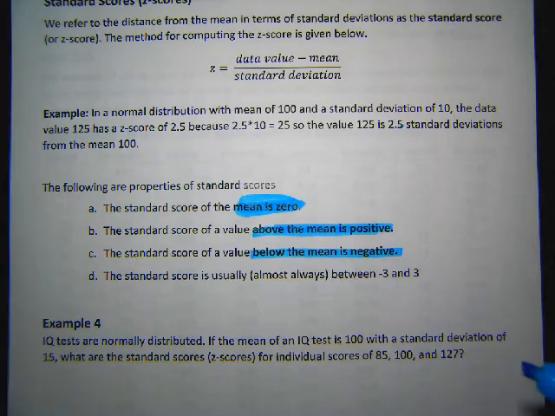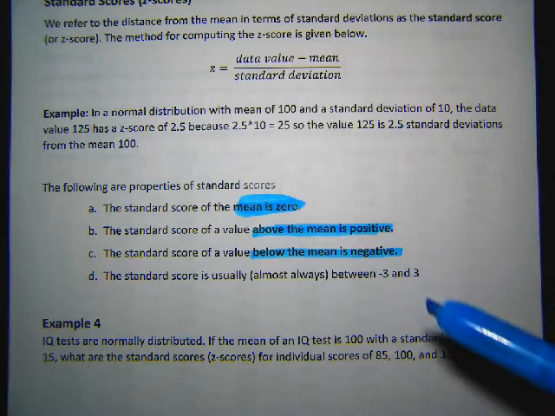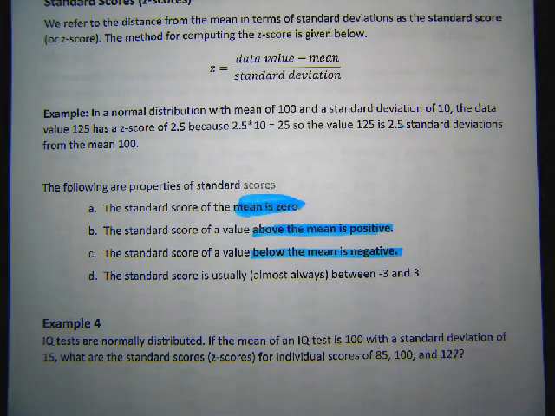So if someone had 25 points below 100, so they're like 75, they would get a negative 2.5 because that would show that they're below. And that's what you would say, okay, well now that person's really far below average. This would be an unusually low score.